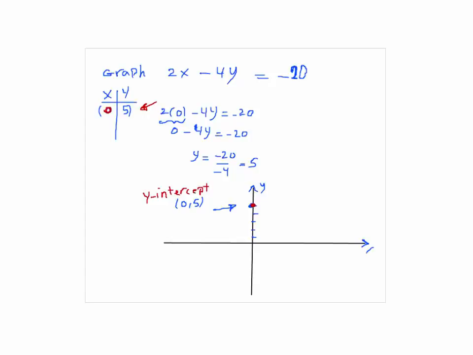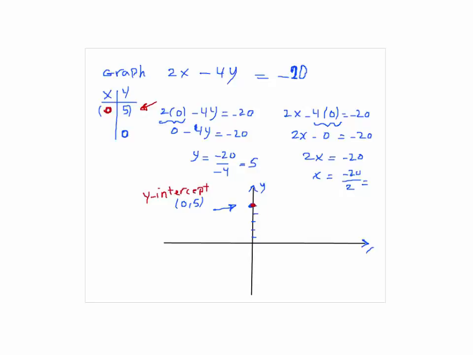Okay? So let's find another point. If y is equal to 0, what is x? Anyone? Okay, now this time you let y equal to 0. You get 2x minus 0 equal to negative 20. So 2x is equal to negative 20. X is equal to what? 10. Plus 10 or minus 10? 10.